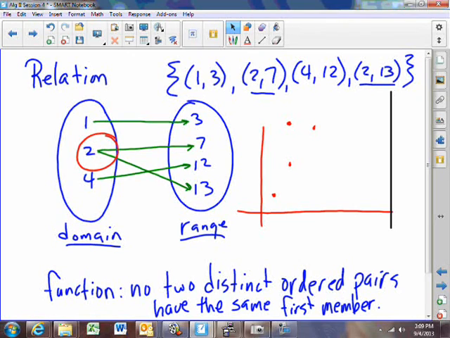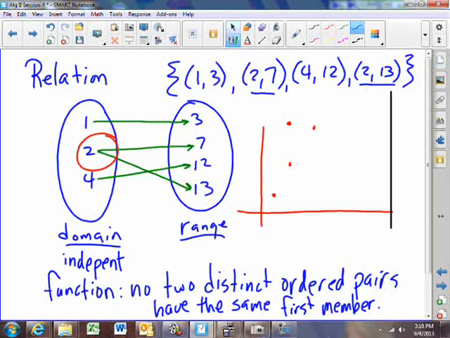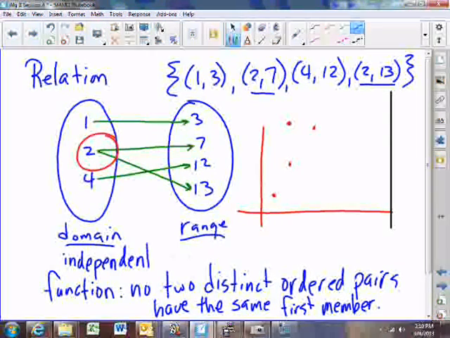Now, a lot of times when we're dealing with functions, we like to think of the idea that the domain set or the domain elements are independent. If you had, for example, I can do this, independent, there we go.